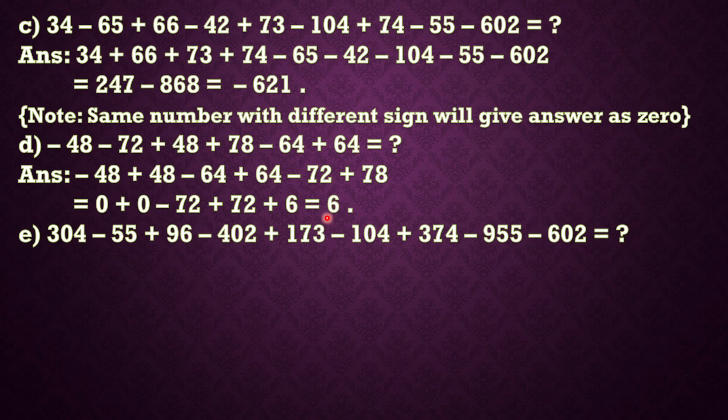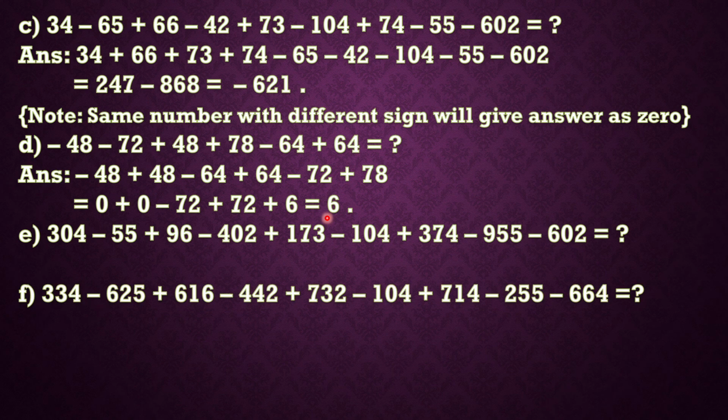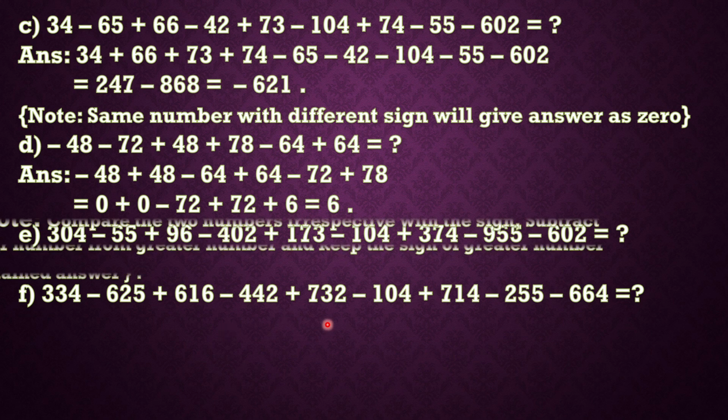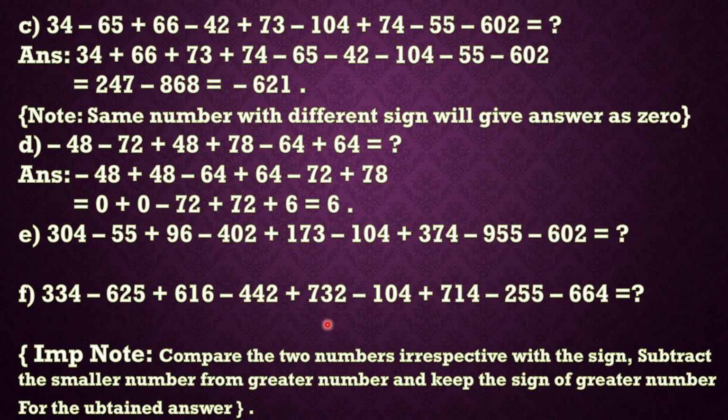Next question, we have a huge question. These two questions you try to solve. Club the positive numbers together, club the negative numbers together, and you have to follow these steps. Compare the two numbers. See how I have added plus numbers together and negative numbers together, how I have added and kept the sign. In the same way you just do it. You just add them and keep the answer. Finally, compare the two numbers irrespective of the sign, subtract the smaller number from the greater one, and keep the sign of the greater number for the obtained answer. This is what I have told you here.